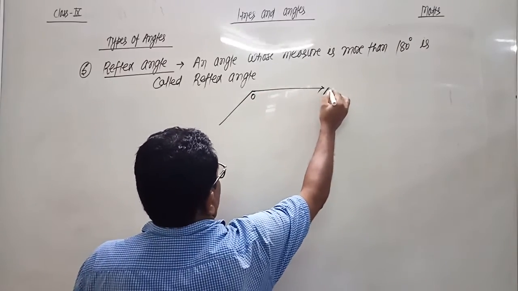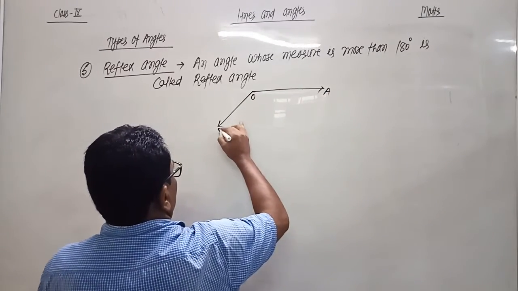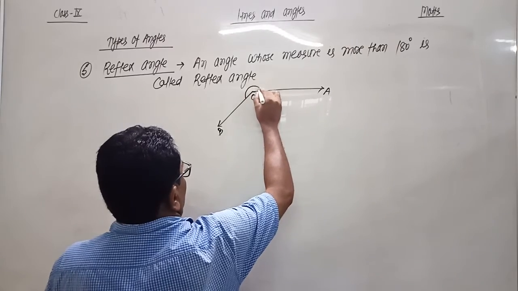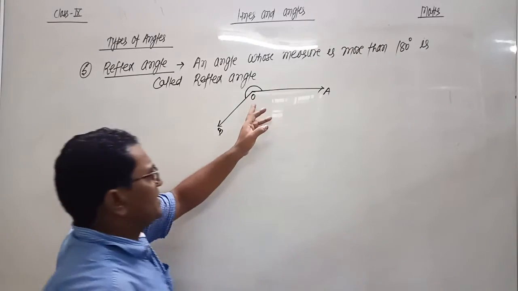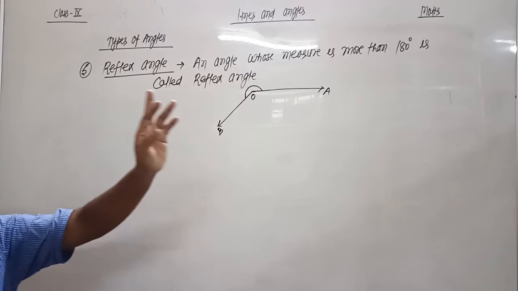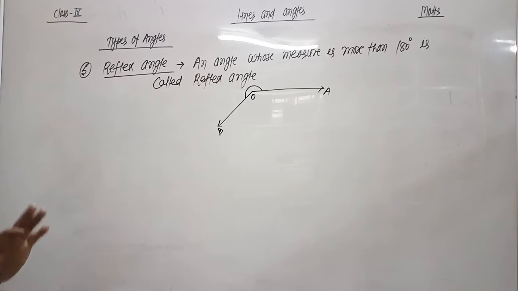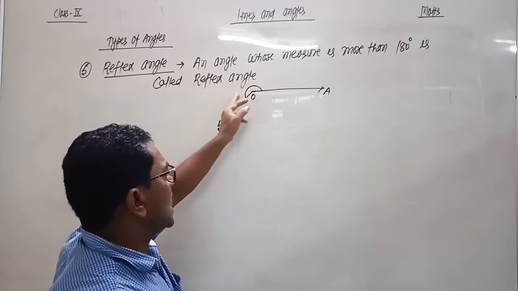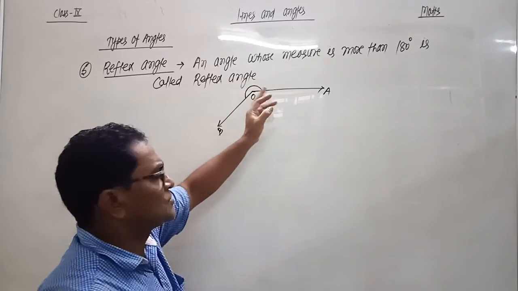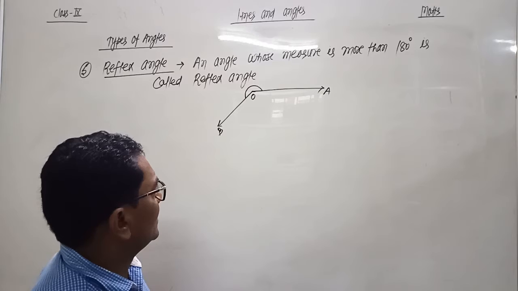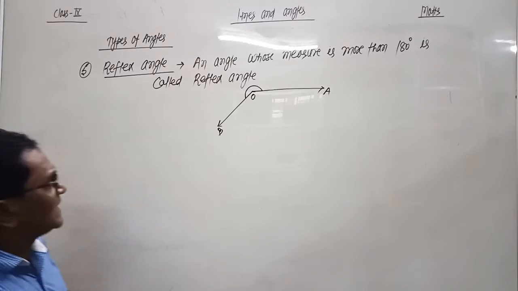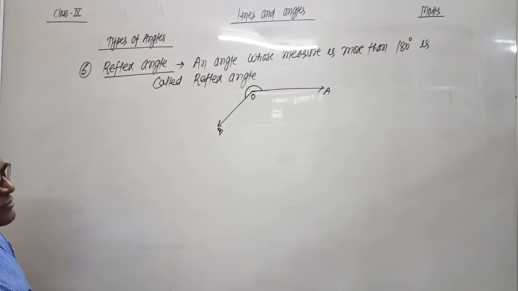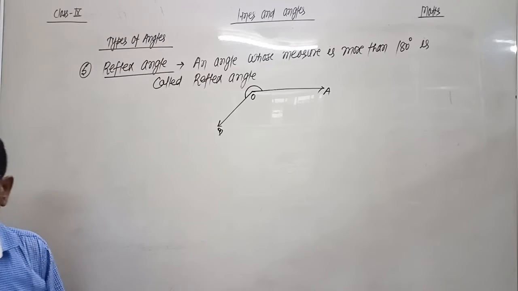O, A and B. So this angle is more than 180 degree and this is called reflex angle. The angle whose measure is more than 180 degree, this is outer angle. Outer angle is called reflex angle. So reflex angle is the angle whose measure is more than 180 degree.